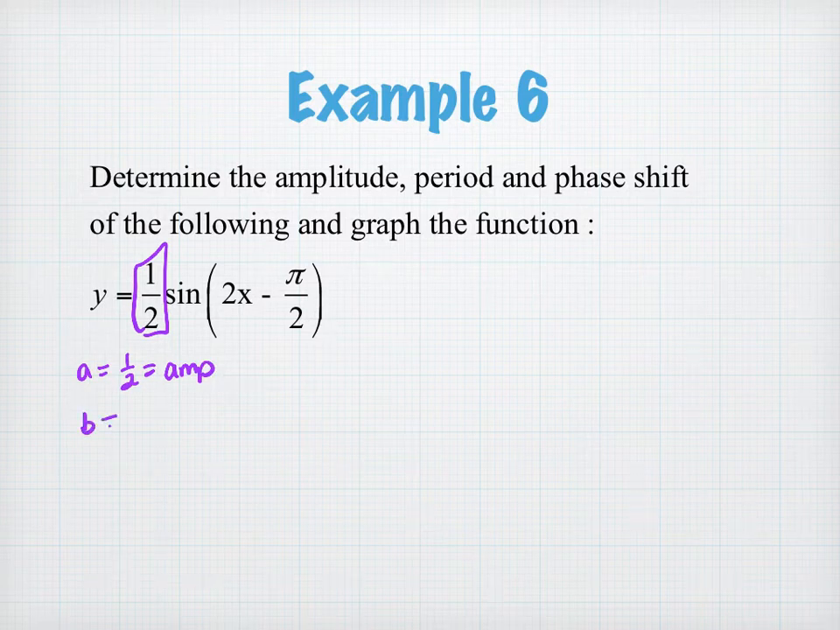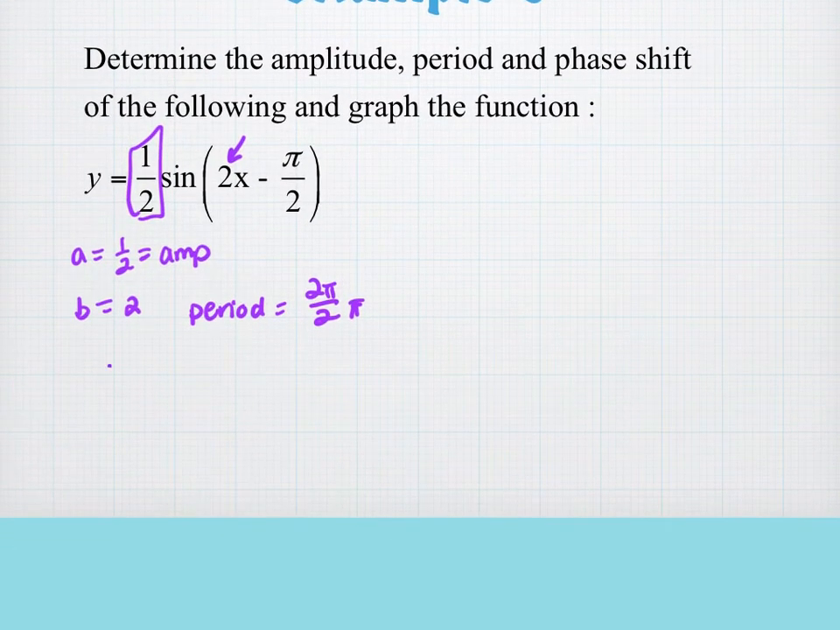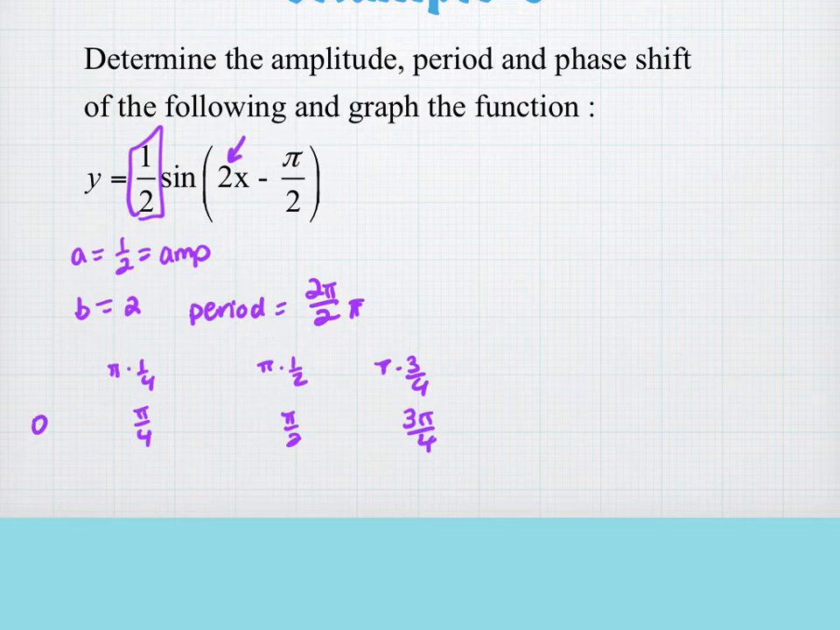The B is what? 2. What's in between the trig function and the x, which is 2. And then the period is 2 pi over b, so 2 pi over 2 is pi. Then we're going to take that period and multiply it times 1/4, times 1/2, and times 3/4. I get pi over 4, pi over 2, 3 pi over 4. First one would be 0, last one would be the period, which is pi.